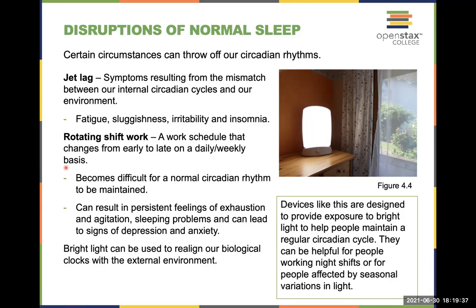All right, so now let's talk about some disruptions to sleep, right? So what disrupts our normal sleep? A couple of things are mentioned in the book. One thing that I'm gonna highlight first, I know it's out of order on the slide, is rotating shift work. A work schedule that changes from early to late on a daily basis can really impact a person's ability to maintain their normal circadian rhythm, right? And it can result in persistent feelings of exhaustion. People might be short with you, maybe a little rude, agitated. Sleep problems can also lead to signs of depression and anxiety as well, right? So sleep disturbance can do that.